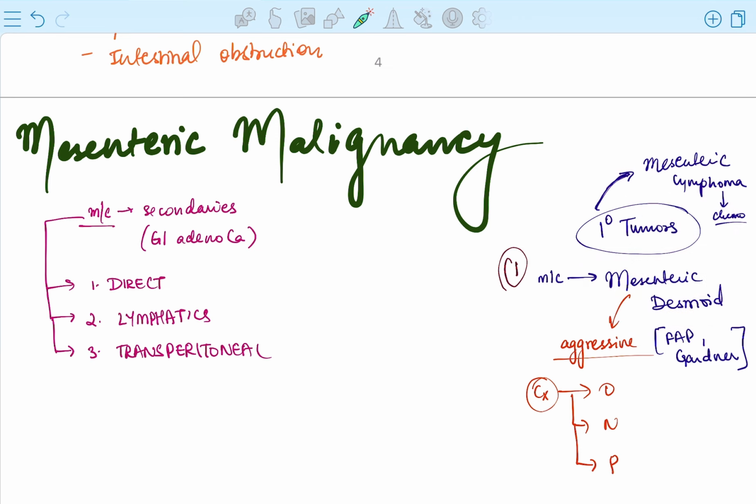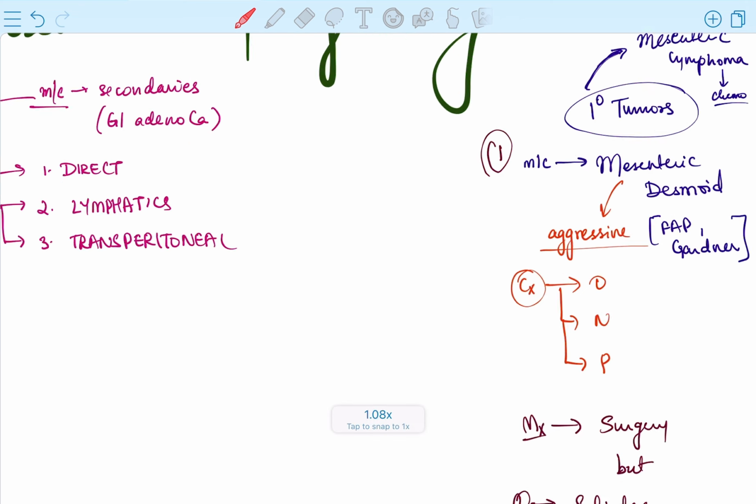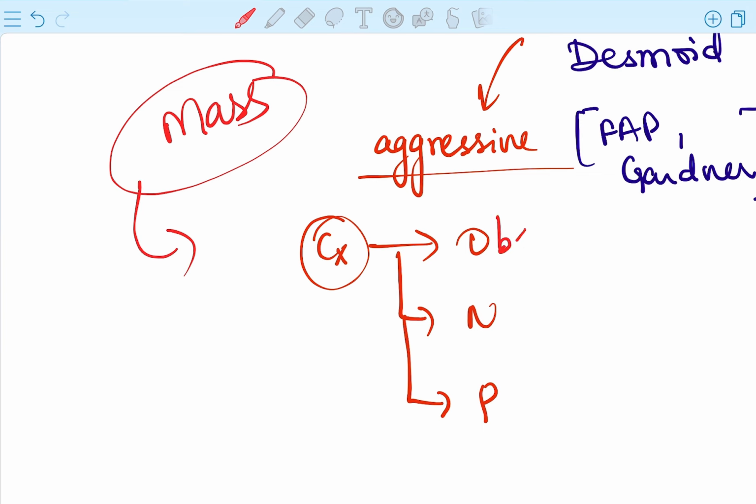So it is an aggressive tumor, and it is seen in these conditions. Next we are going to see what complications it can go into. Since it's a tumor, it's a mass, right? So when there is a mass, what can you see? It can develop obstruction, so intestinal obstruction. When there is an obstruction, what is going to happen?